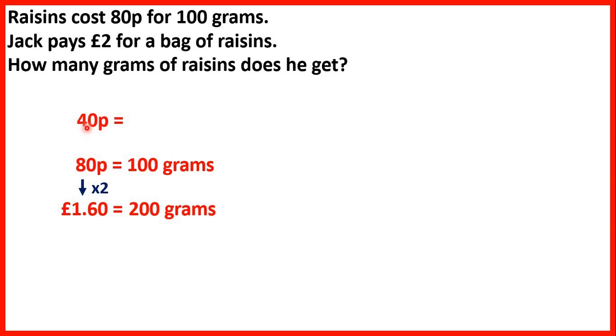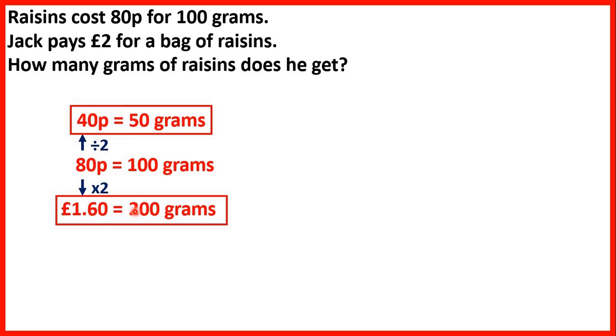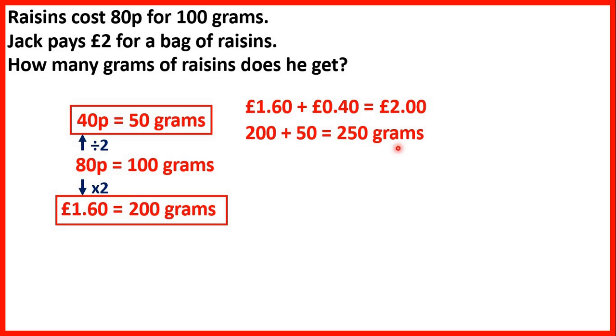And we can also find 40 pence, because 40 pence is half of 80 pence. 80 pence divided by 2 is 40 pence, and 100 divided by 2 is 50. So we know that 40 pence is 50 grams, and £1.60 is 200 grams. So if we put those together, £1.60 plus 40 pence is £2, and 200 grams plus 50 grams is 250 grams. So he gets 250 grams of raisins.